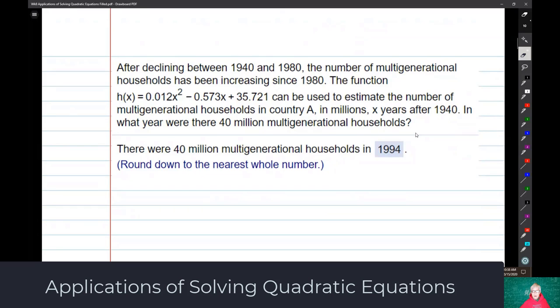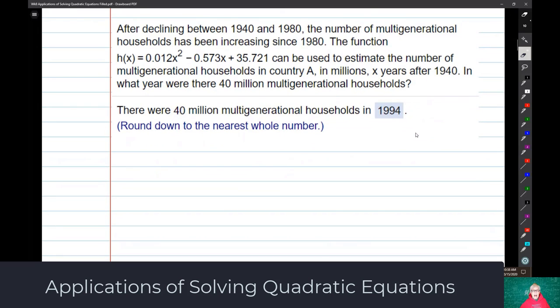Oh, here's a nice long one. Okay. After declining between 1940 and 1980, the number of multi-generational households has been increasing since 1980. Okay, multi-generational means different generations living together. So you might have the grandma and grandpa, and then the parents and the kids. And if the kids are adults, they might have children, and they're all living in the same house. And this is called a multi-generational household.